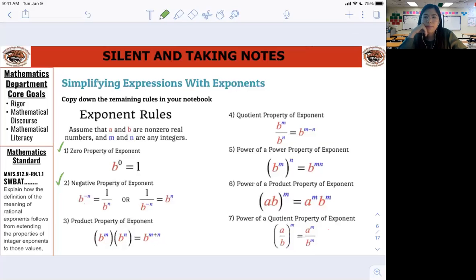I have 1 minute remaining on the timer. Let me know if you need more time than that. Alrighty, that is time. Anybody still need a couple seconds?